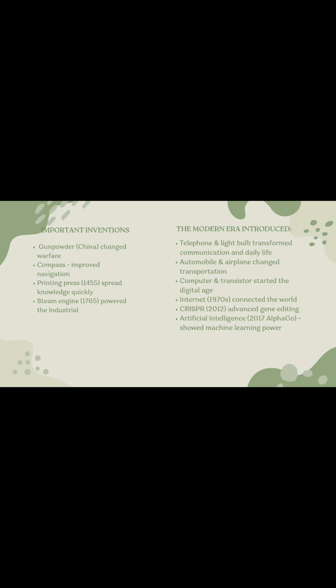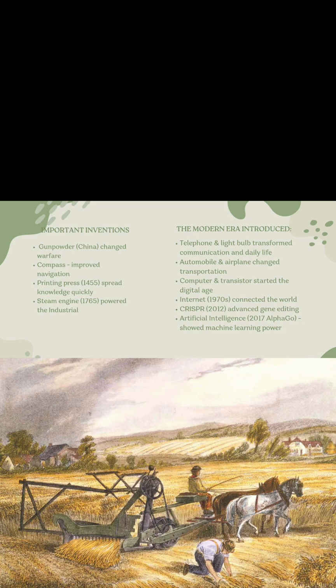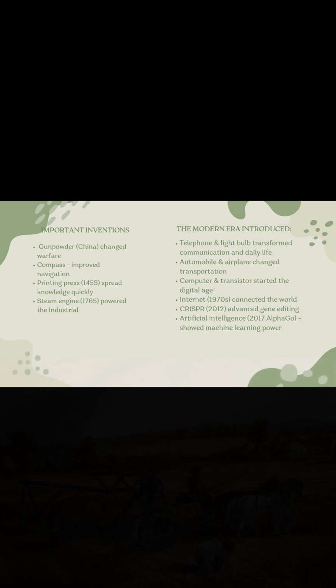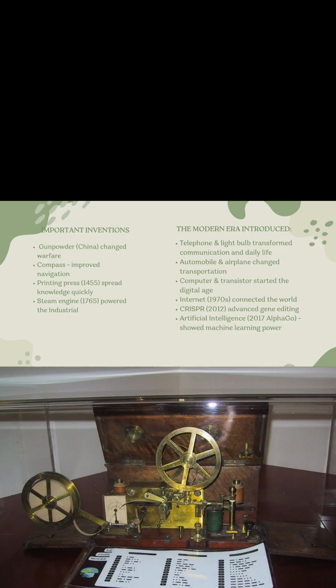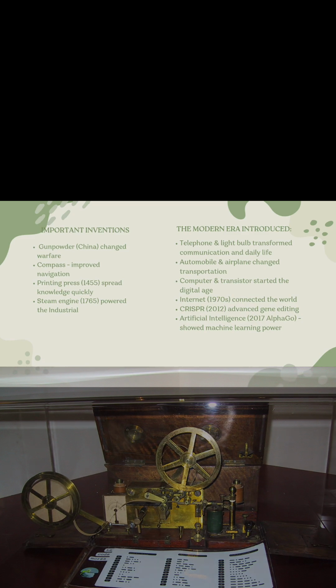In 1831, the mechanical reaper. It was invented by Cyrus McCormick. It made farming faster, and it was a machine that harvested crops faster than by hand, mainly used for cutting wheat and other grains. In the year 1837, the telegraph and Morse code, developed by Samuel Morse. It was the first long-distance communication, a device that sent messages over long distances using electrical signals.